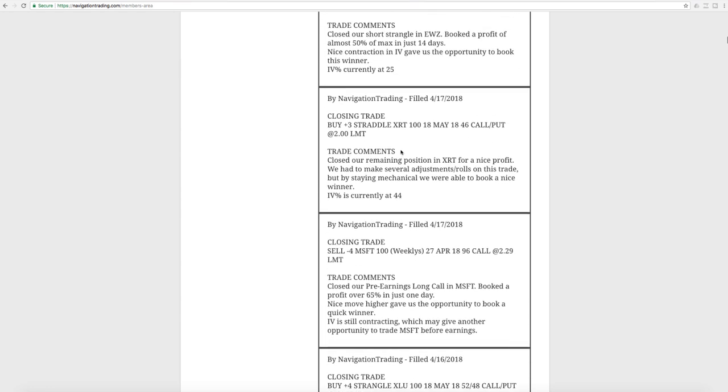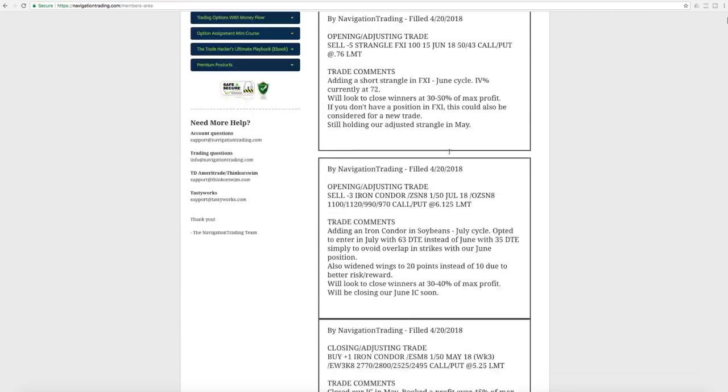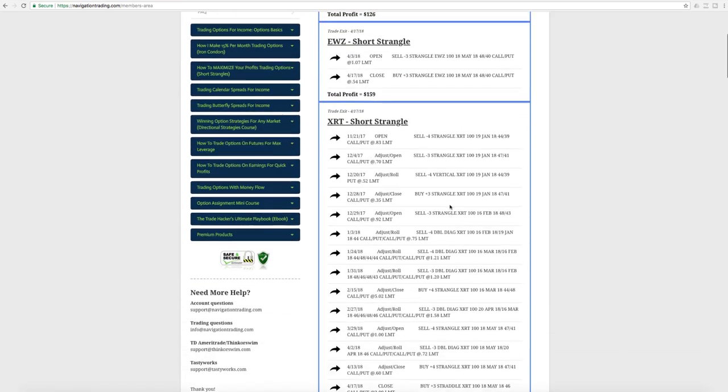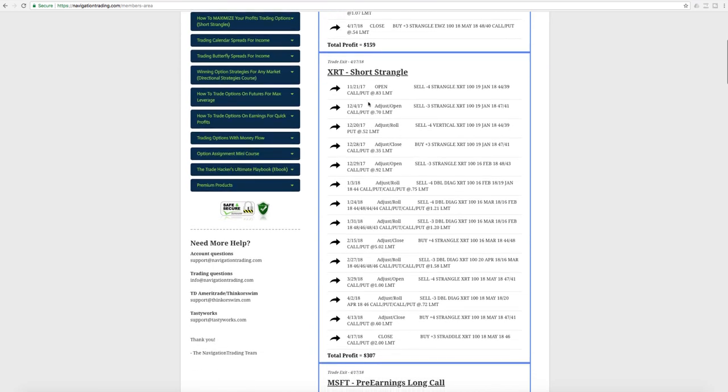Next trade was a closing trade in XRT. So we had an adjusted strangle, which in this case was a straddle. So we closed that remaining piece. We're able to book a profit on that trade. If we go to our closed trades real quick, just to take a look, that was one that we made a bunch of different adjustments on.